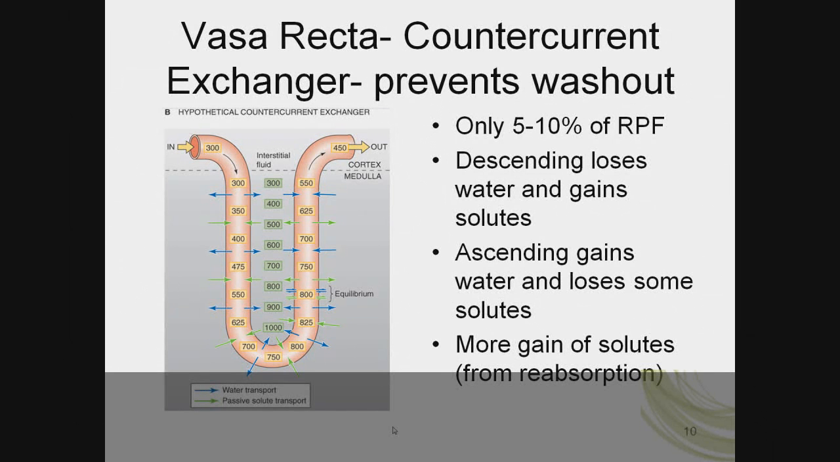As far as renal plasma flow, only about 5 to 10% of total renal plasma flow goes through these vessels. Again, most of our nephrons are cortical nephrons, not juxtamedullary nephrons. And as such, only few of our blood vessels going through the kidney are vasa recta. So they're going to only pick up trace amounts of salt and water.